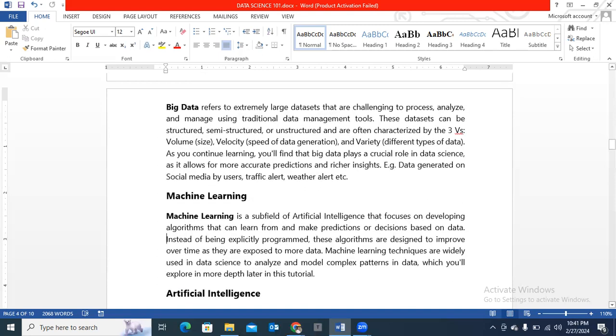So the next type of data we'll be talking about is big data. Big data refers to extremely large data sets that are challenging to process and analyze. There are three V's, three keywords that make data big data. Number one is the volume. It has to be very big in size. Number two is the velocity, that is the speed with which the data is being generated. Then number three is the variety, different types of data.